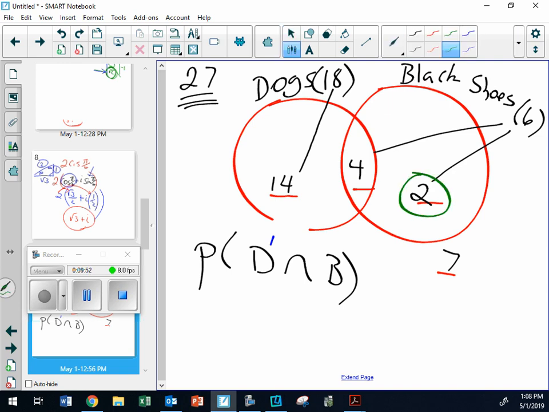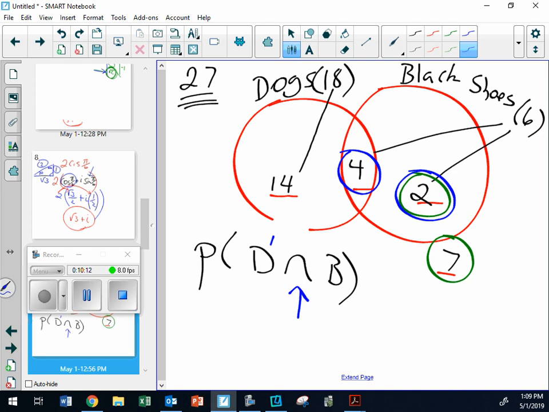These 2, not dog. These 2, black shoes. Does that symbol mean that I'm supposed to find where they intersect? Yep. Final answer, 2. And therefore that's not probability though. So 2 out of 27.